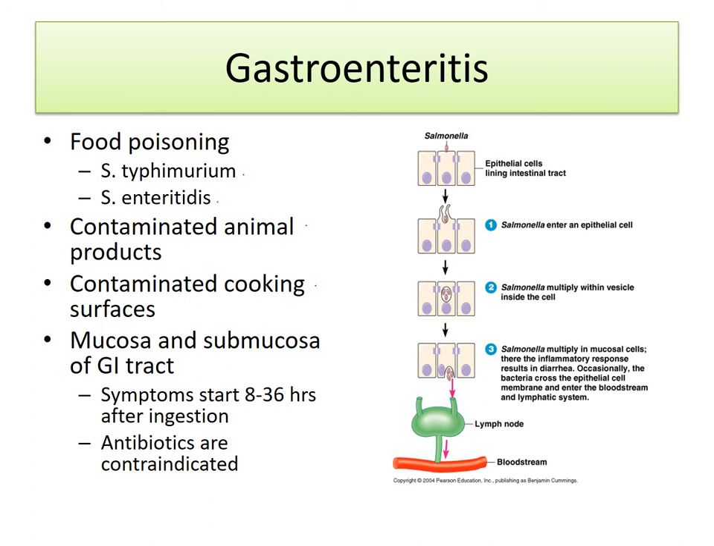Now, most infections with gastroenteritis are limited to the mucosa and submucosa of the GI tract. Symptoms are going to appear somewhere between 8 and 36 hours after ingestion of contaminated food, and those symptoms include obviously nausea and vomiting. There probably will be a fever, that's thanks to the LPS, chills, abdominal cramps, and watery diarrhea. Most cases are self-limiting, and we teach that antibiotic treatment is contraindicated for gastroenteritis. And that's because it's self-limiting, okay?